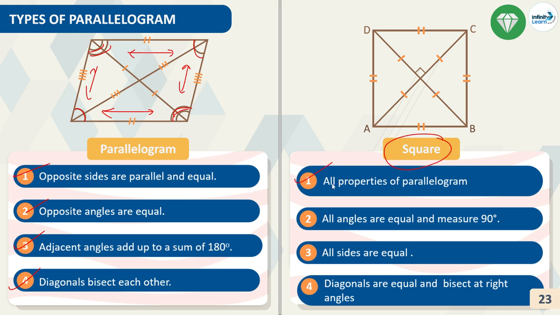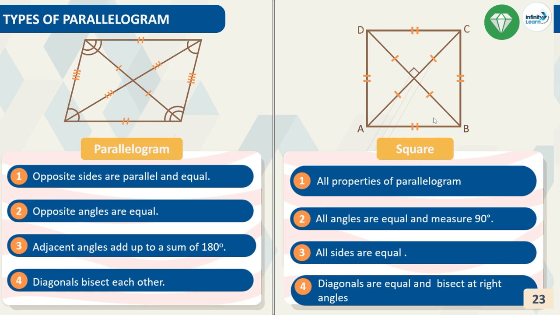Properties of a square: first, all properties of parallelogram. All angles are equal and measure 90 degrees. All sides are equal. Diagonals are equal and bisect each other at right angles. These are the properties of a square. Clear?